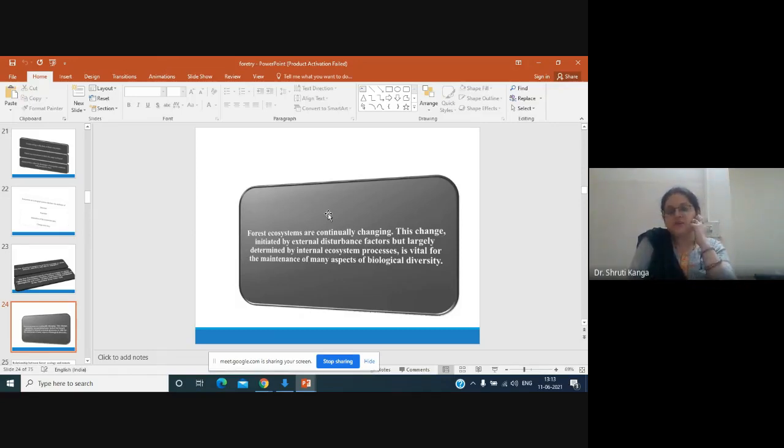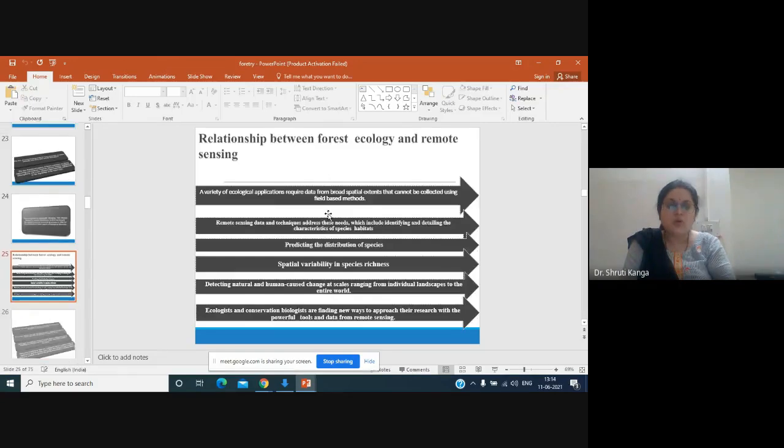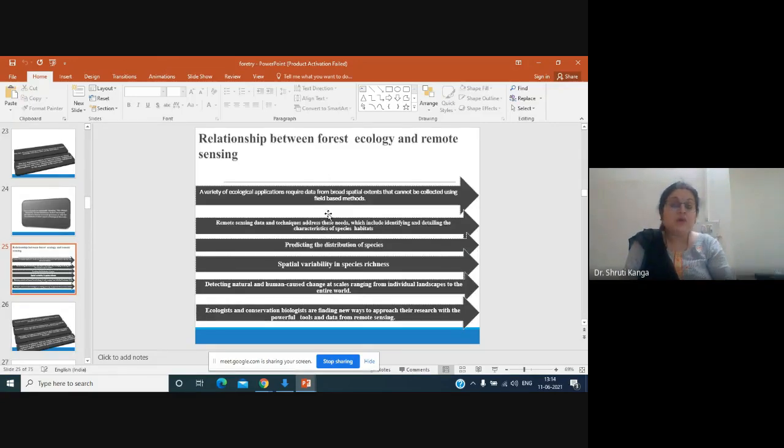biological biodiversity, or any changes which are taking place, that we should know what the major factors are, or why these forest ecosystems are the way we are knowing them. So what are the responsible factors, and how can we manage these systems now? The relationship between forest ecology and remote sensing.